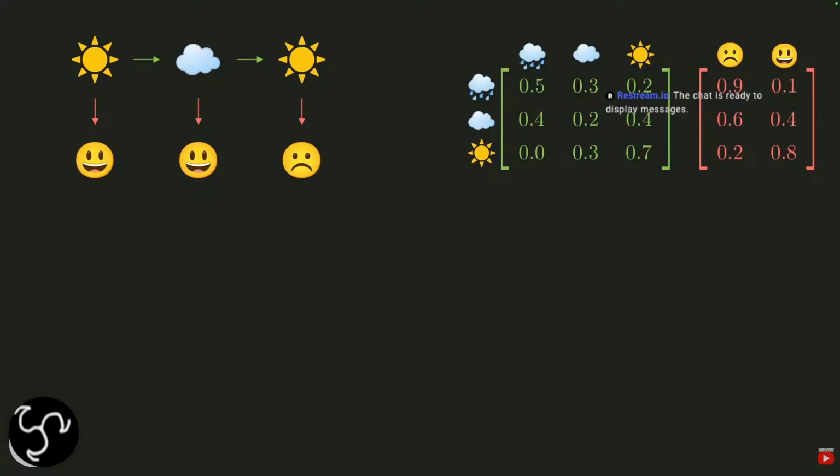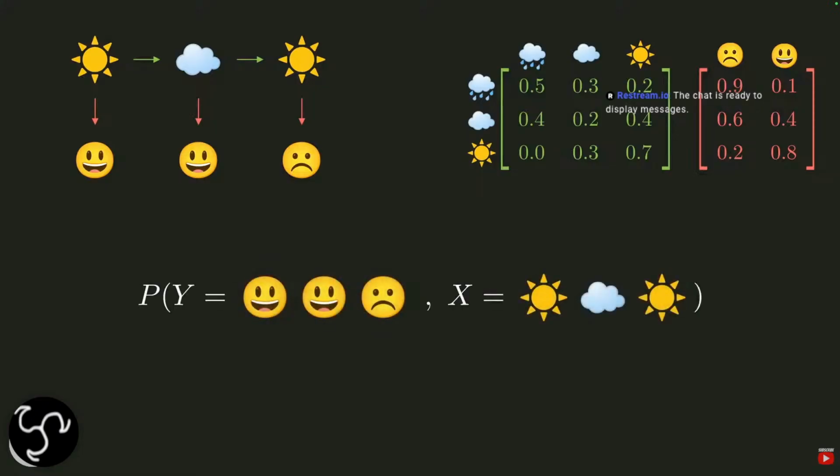Okay, the question I want to ask here is, what is the probability of this scenario occurring? More precisely, what is the joint probability of the observed mood sequence and the weather sequence? Pause here if you'd like to try.